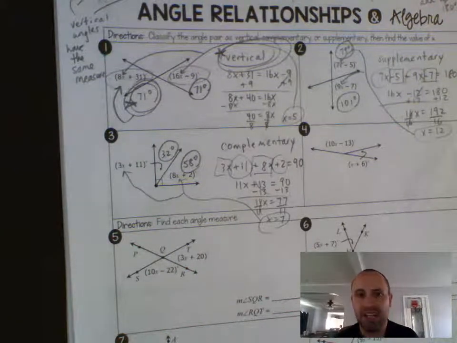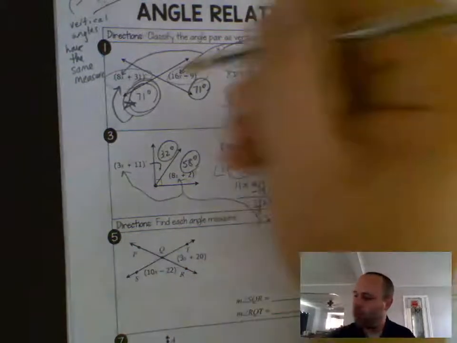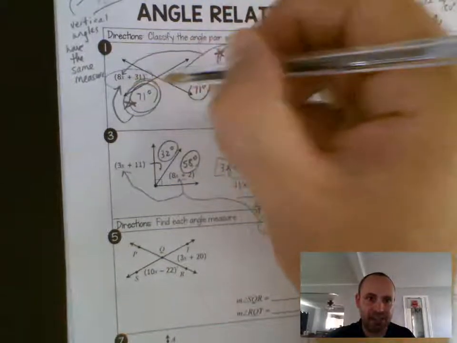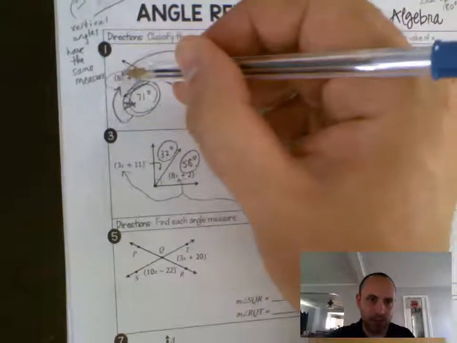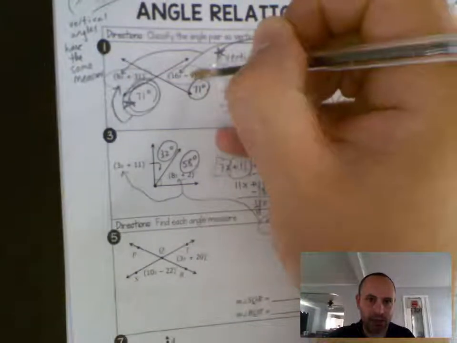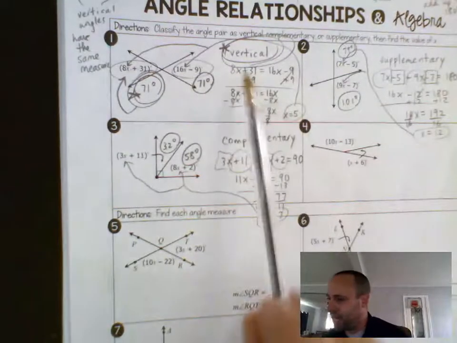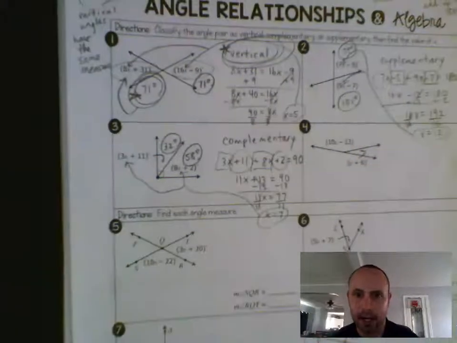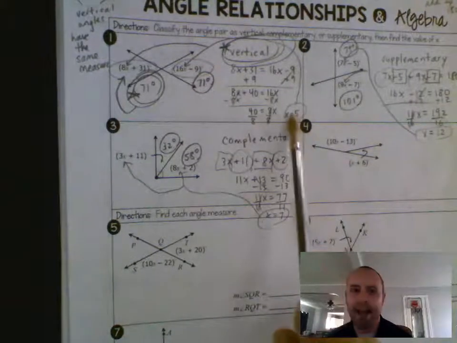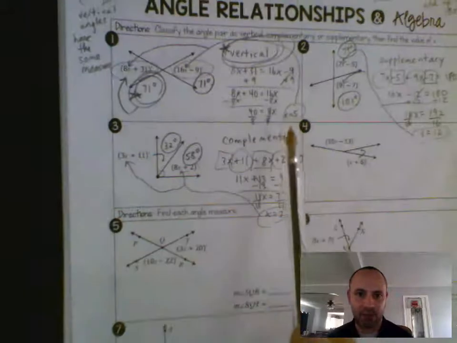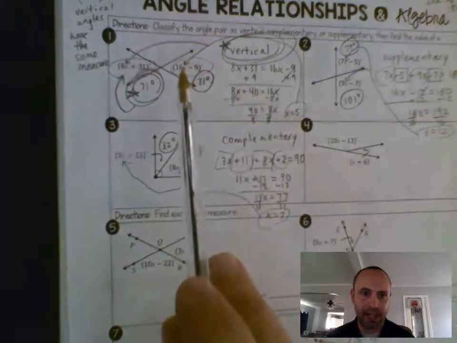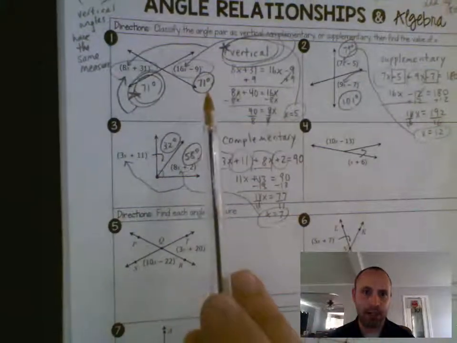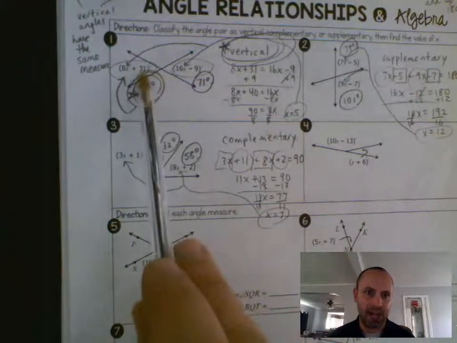Number 1 is the same sort of idea, except here we're given vertical angles. So instead of saying this plus this equals 90, we say this one equals this one. That's why up here we have 8x plus 31 equals 6x minus 9. We work that out and get x equals 5. Then you plug it back in here: 16 times 5 is 80, minus 9 is 71. And if this one's 71, that one has to be 71.